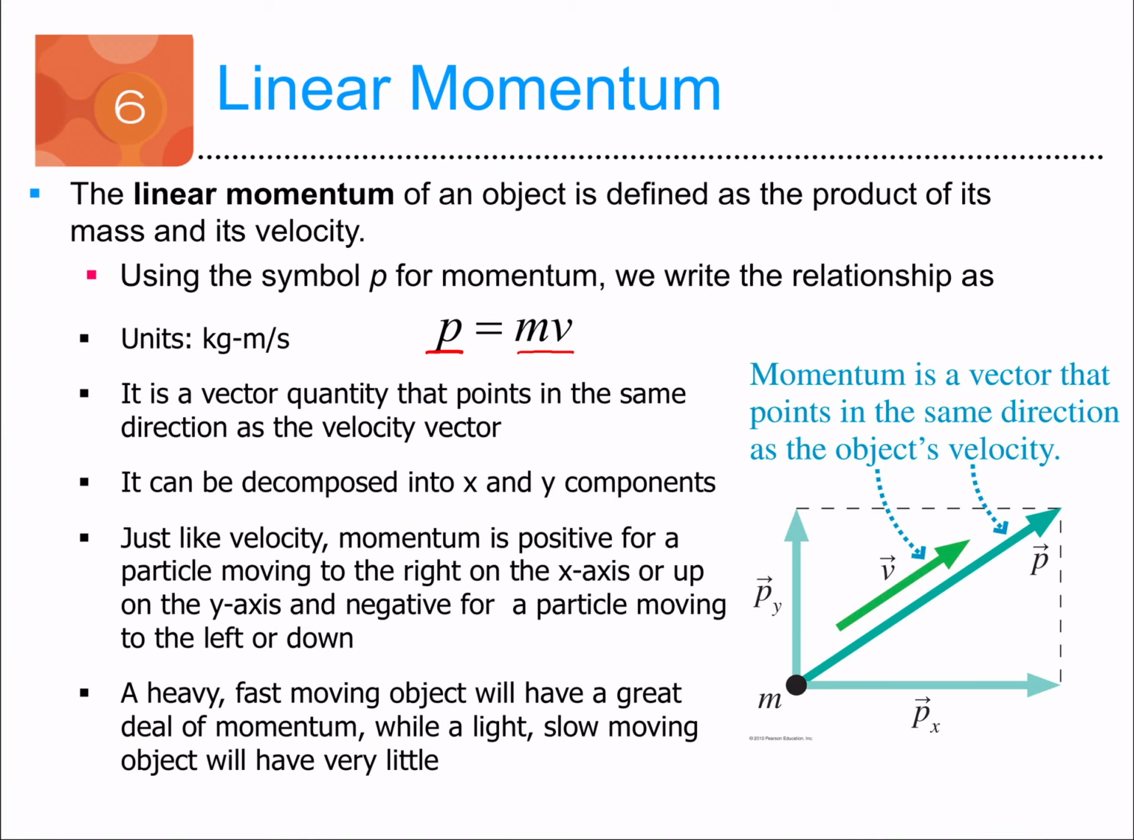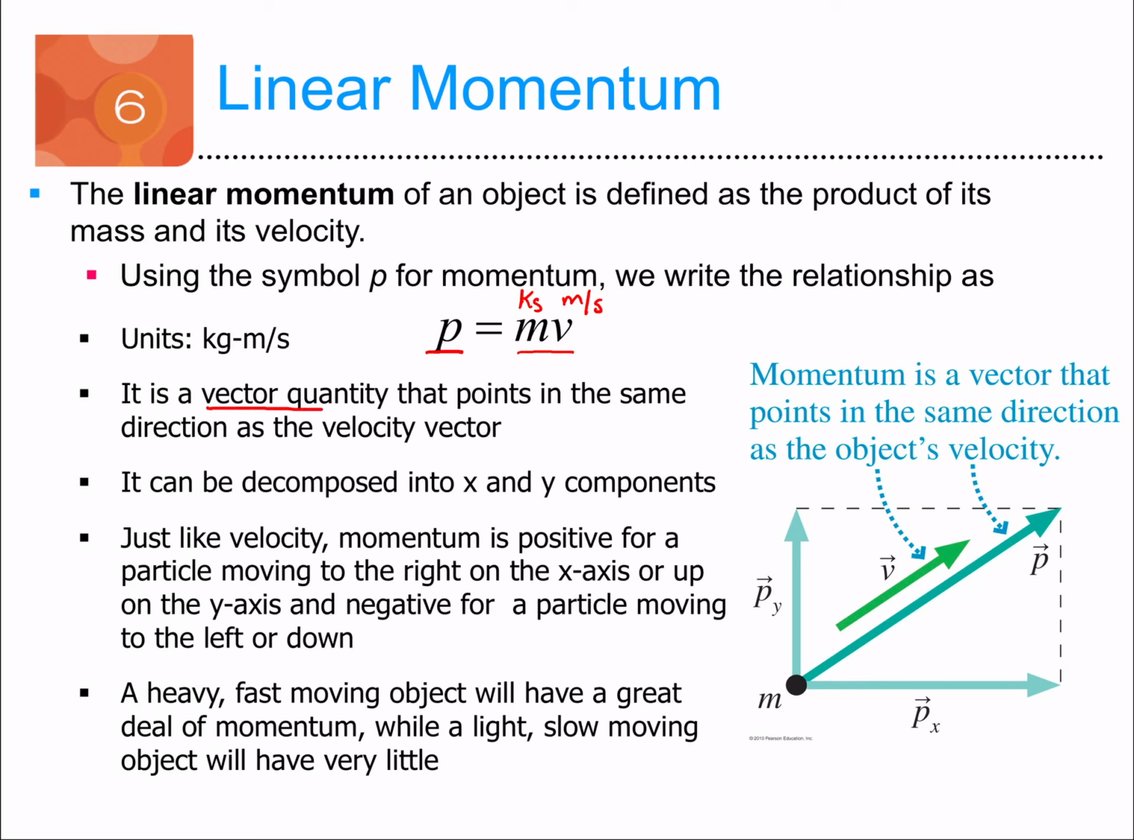If you notice, our units are kilograms times meters per second. So we get our kilograms from our mass, we get our meters per second from our velocity. So if you have any other kind of units, you have to convert. If you're given mass in grams, if you're given speed in kilometers per hour, miles per hour, you need to convert to get the units of kilograms, meters per second.